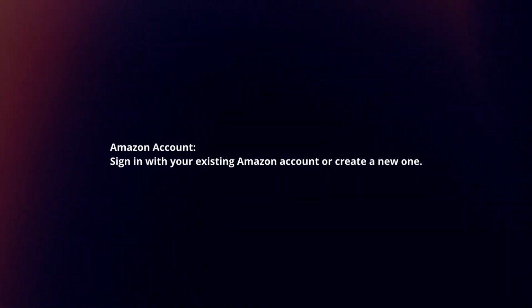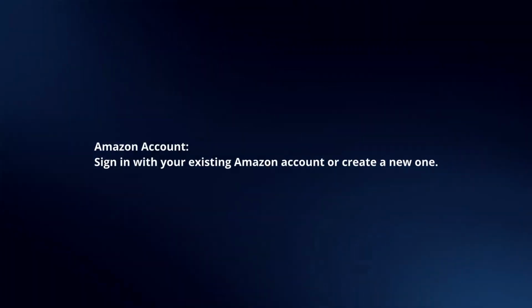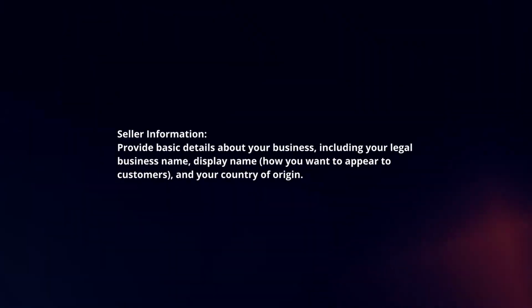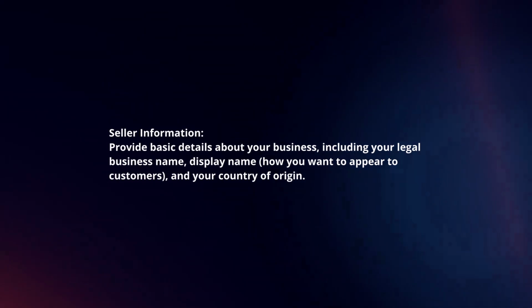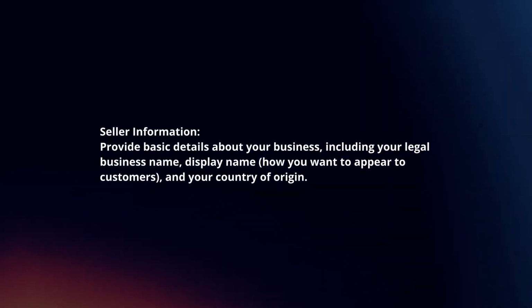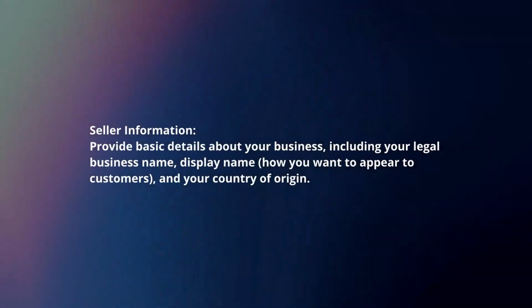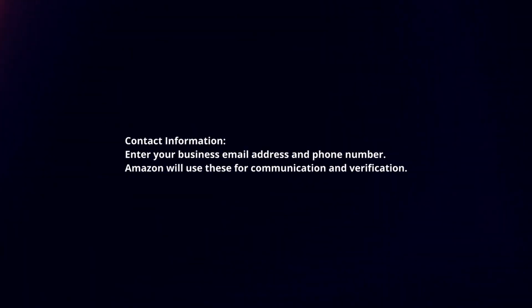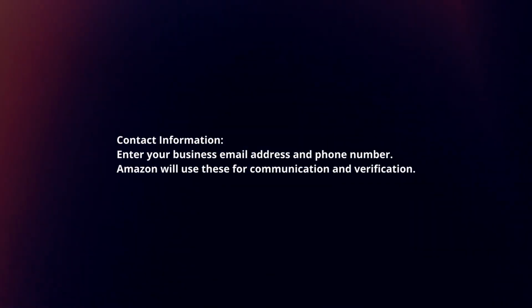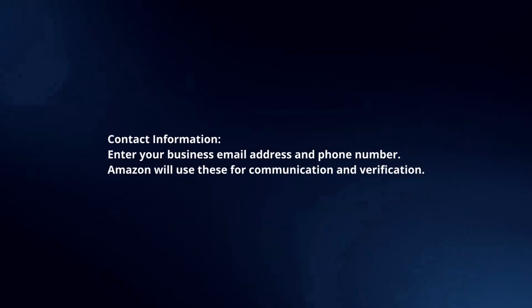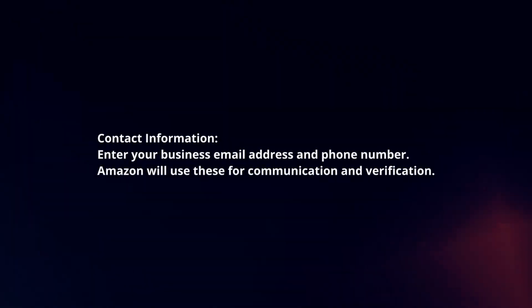Amazon account. Sign in with your existing Amazon account or create a new one. Seller information. Provide basic details about your business, including your legal business name, display name, and your country of origin. Contact information. Enter your business email address and phone number. Amazon will use these for communication and verification.